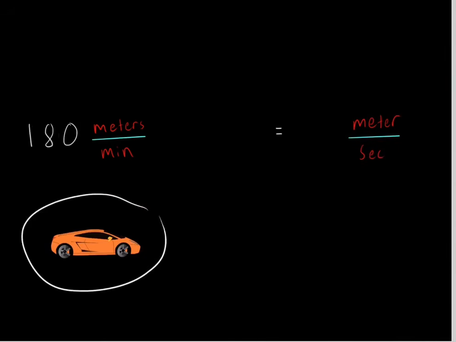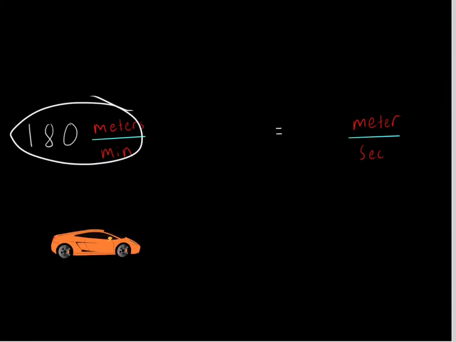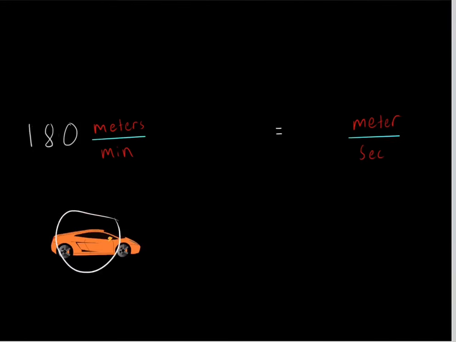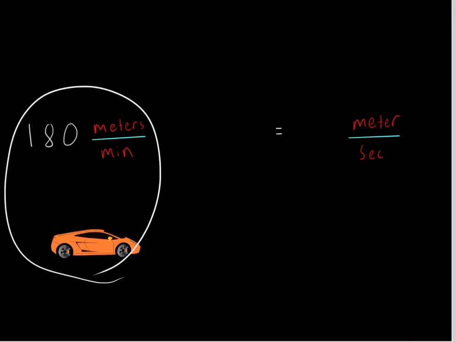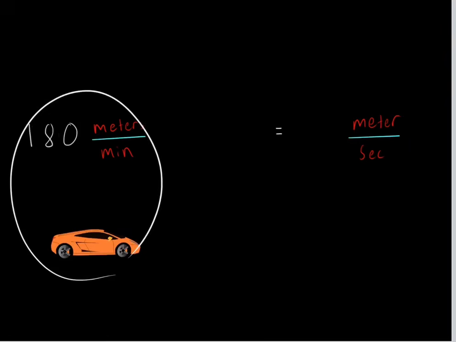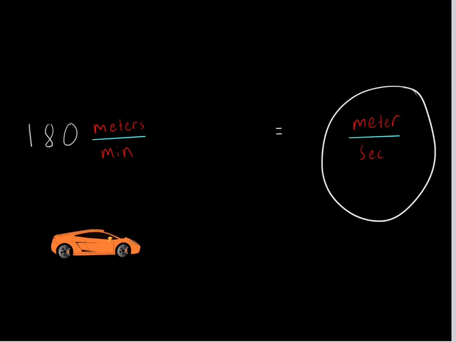So another example, let's say this car is moving at 180 meters per minute. In 1 minute, this car travels 180 meters. How many meters is it traveling per second? If it's traveling at this particular value, this velocity, how many meters per second is it traveling?